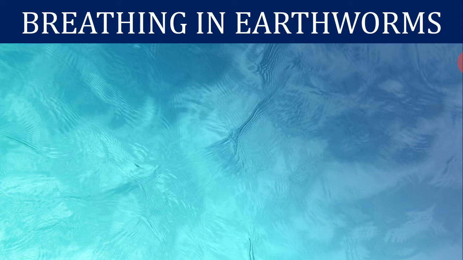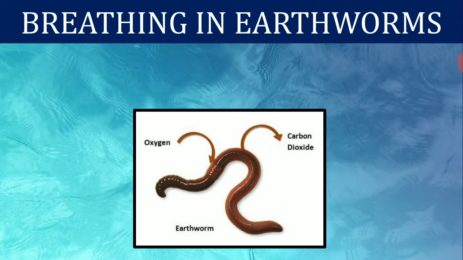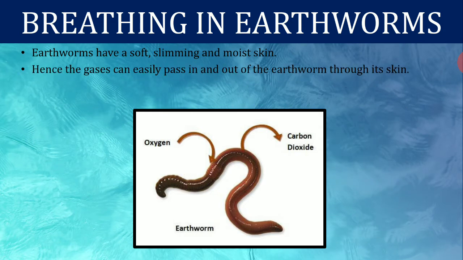Now let us come to the breathing system in earthworms. See, children, here the diagram of an earthworm is being shown, and we know that the body of the earthworm is always moist, and the exchange of the gases, that is the exchange of oxygen and carbon dioxide, takes place through the body surface of this organism. Earthworms have a soft, slimy, and moist skin. Hence, the gases can easily pass in and out of the earthworm through its skin.